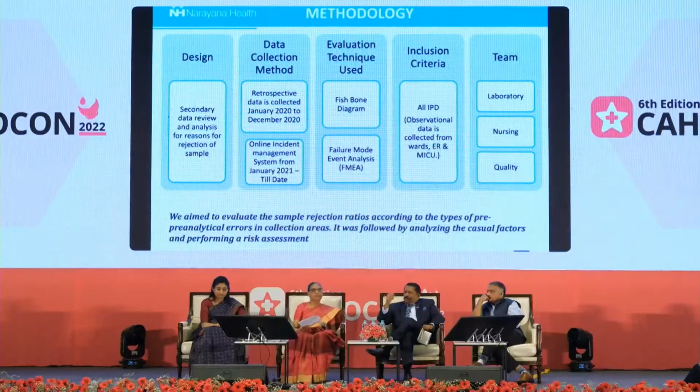So in the first slide, I would like to talk about the methodology, in which the design was basically dependent on a secondary data review and analysis for the reasons of the rejections on the samples received in the laboratory. For the data collection method, we analyzed the data which the laboratory was maintaining as redo sample error data from January till December of the year 2020.